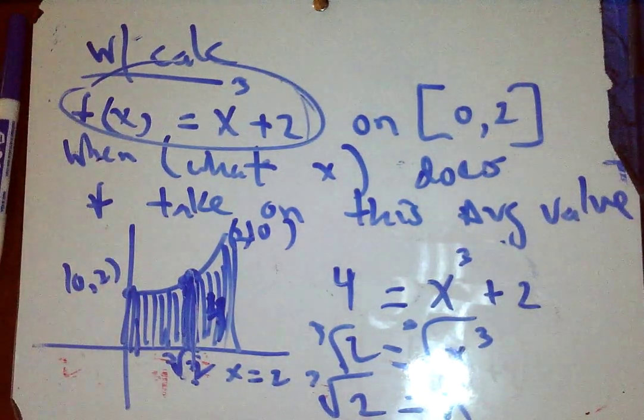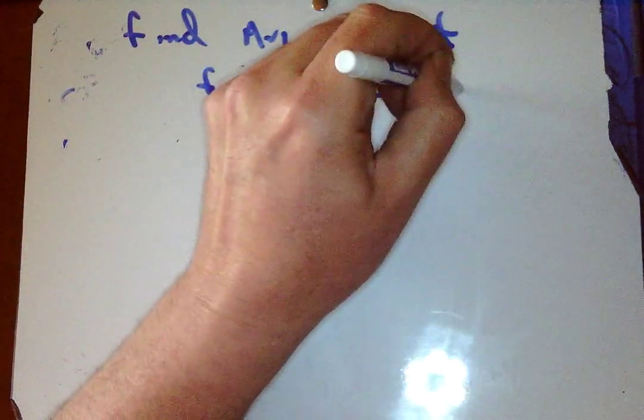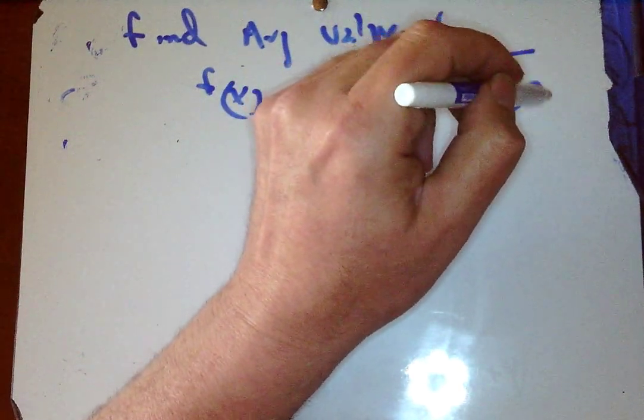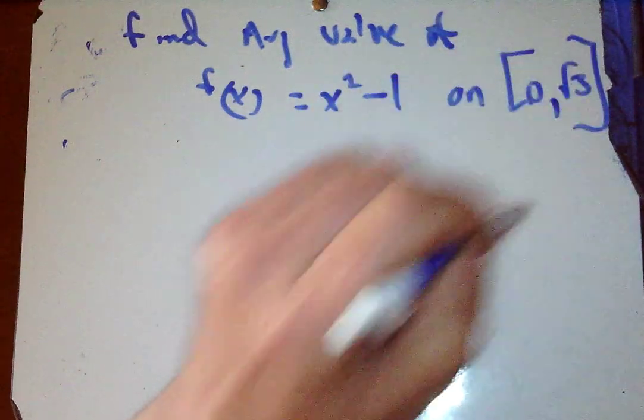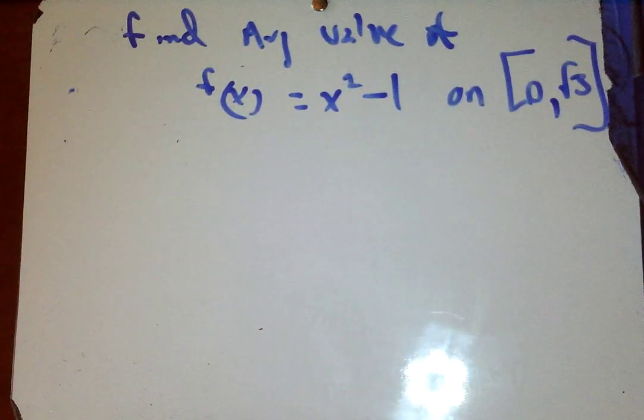Maybe one more of those? I think one more of those, and then we'll stop. Okay, how about this one? Find the average value of f of x equals x squared minus 1 on 0 to root 3. All right, give it a try. Come back when you're done.